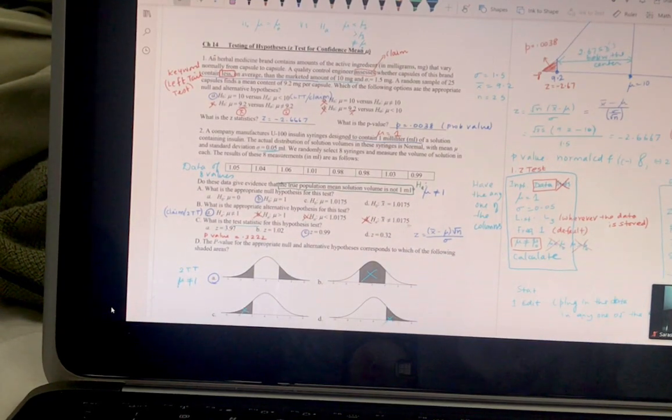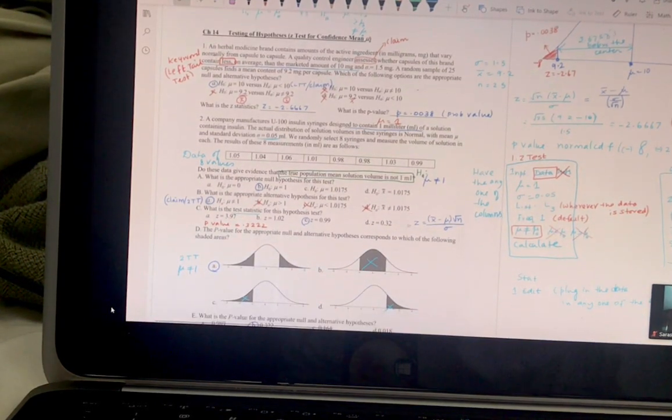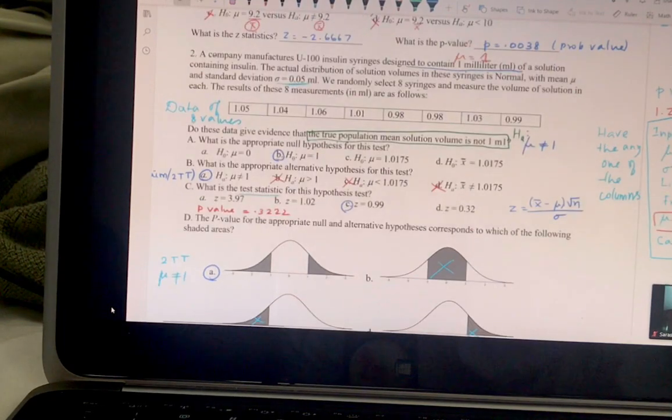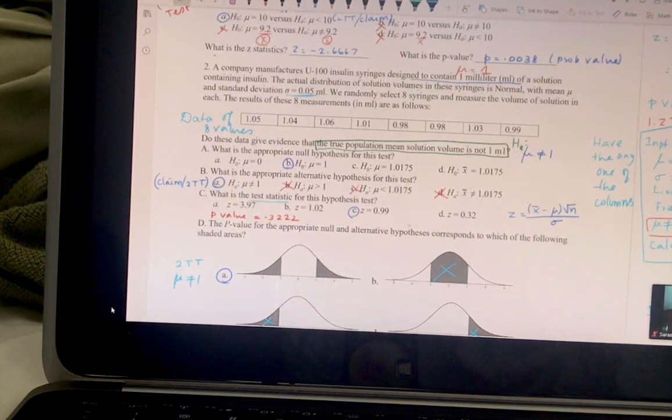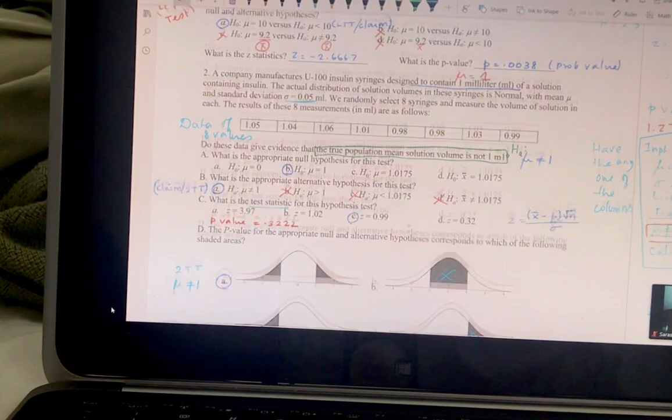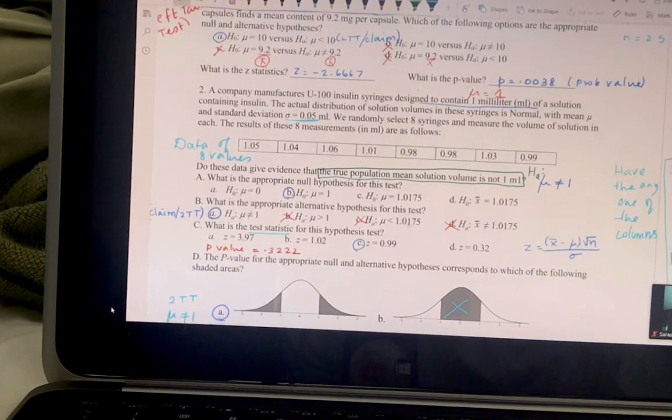So the recipe was kind of new to us, but when it comes to the problem, it's much better. All right, the next problem is your problem with the data. Okay, so the data values are given for 8 observations or 8 syringes, and your now mu value. So again, I'm telling you, reading the problem is important.